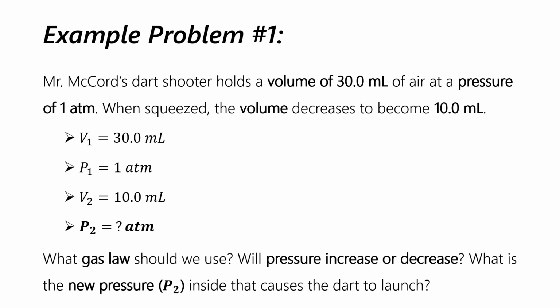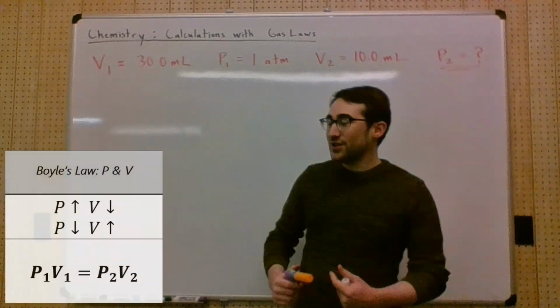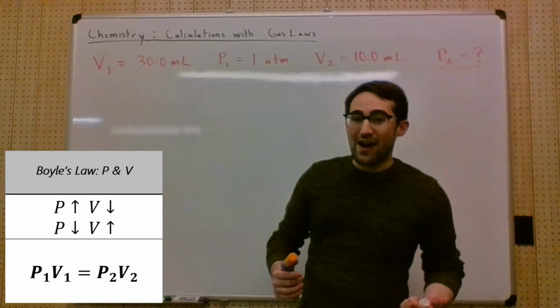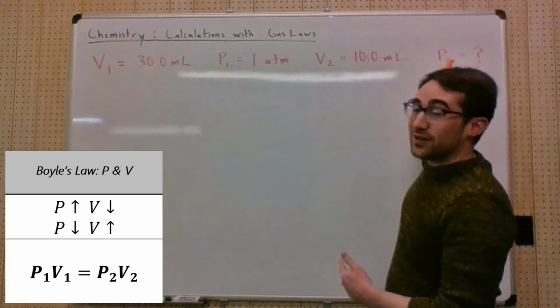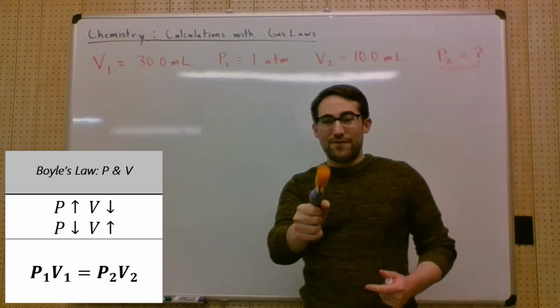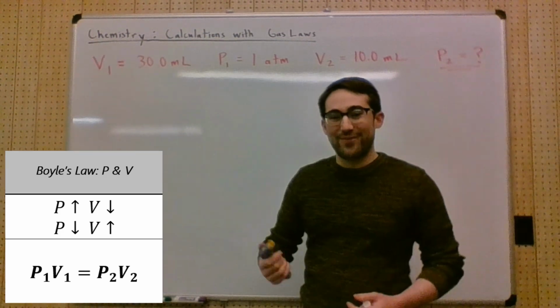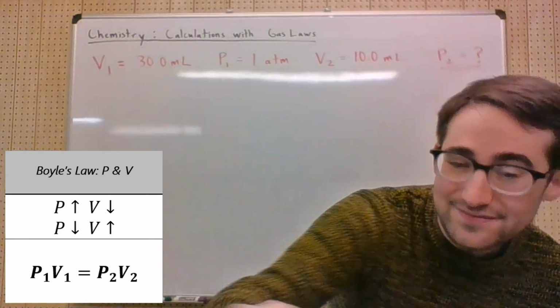Now, to get the dart to fire, I am going to decrease the volume. I'm going to squeeze the handle, all right? That should, if the temperature is not changing, increase the pressure because volume and pressure go opposite directions. We call that Boyle's law. So I'm going to use Boyle's law to figure out what my new pressure is inside the dart shooter that gets this thing to fire. Not super impressive, but gets the job done.